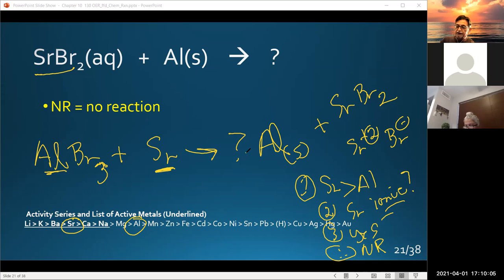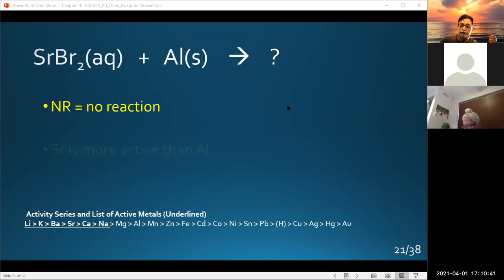So the opposite would be true compared to up here. If the reaction doesn't proceed as written, like in the example up on top, that means that the opposite reaction would occur, because strontium is still more reactive than aluminum, regardless of whether I write it as SrBr2 or just Sr. Okay, no reaction.